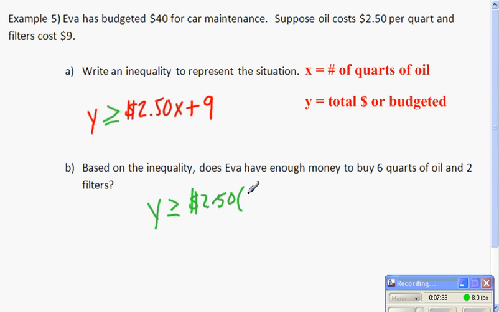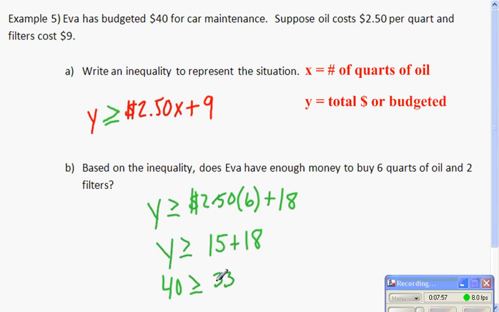You have your 2.50. In for X is our 6 quarts. The only difference on this one is we are not adding 9. We are going to add 18 because we bought 2 filters. So Y is greater than or equal to 15 plus 18. We know the amount budgeted is 40. 40 is greater than or equal to 33, which would be our cost. So yes, she has enough money.